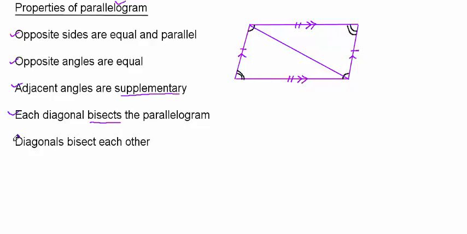And also the diagonals bisect each other, which means if I draw the other diagonal, this length out here from here to here is the same as from here to here. It's been bisected by the other diagonal. And same with the other diagonal, this length from here to here is equal to this length from here to here. So the diagonals bisect each other, or they cut each other into two equal halves.